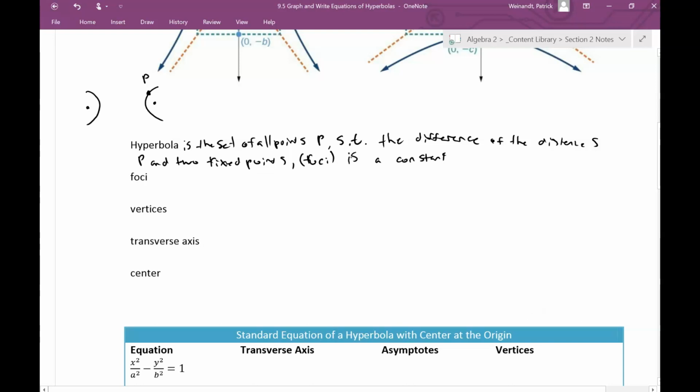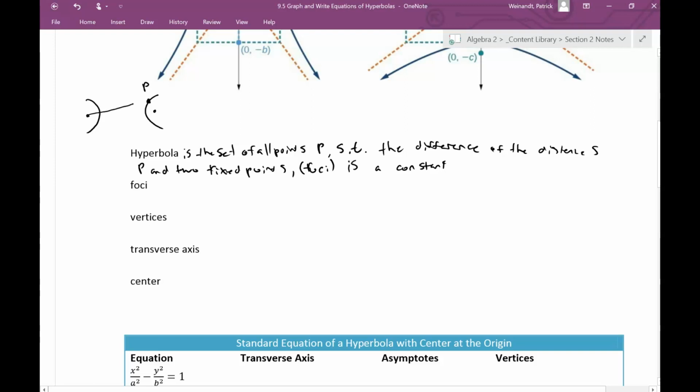So what that means is, the distance from the focus here to some point P, we'll call that D2. And the distance from this other focus, we'll call that D1. Well, D2 minus D1 is always going to be just some constant value. I should write constant because we're using C later. Okay, I'm going to write a couple of these definitions and pause the video to save time. Make sure you get these down and then we'll talk through them.